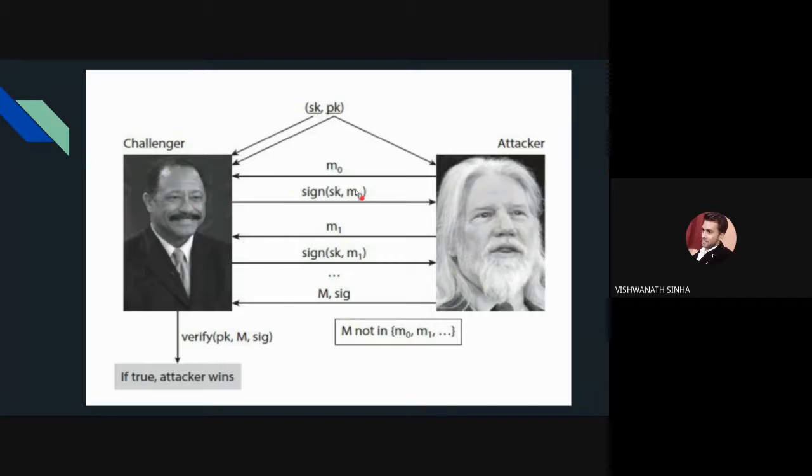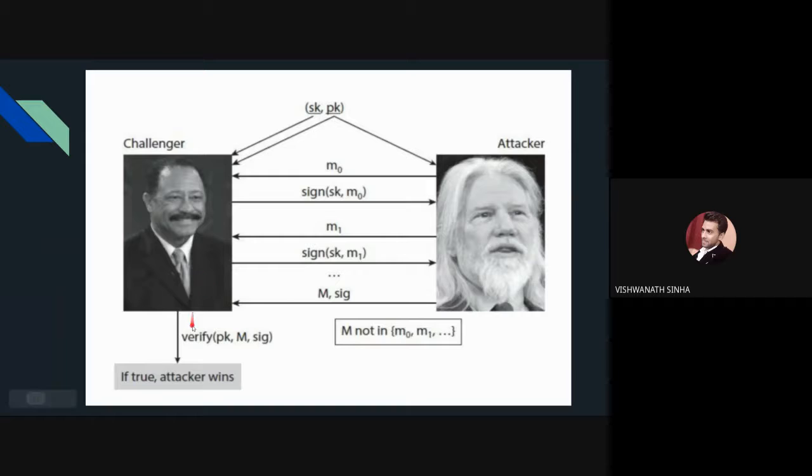So the challenger signs the message with his secret key, which is with him only. The attacker observes the signatures he gets from the challenger, and at last, when he's confident that he can forge the signature, he puts the signature on a particular message M, capital M, which he wants to be signed by the challenger. Okay.